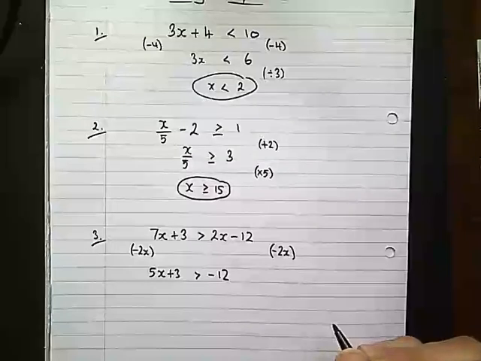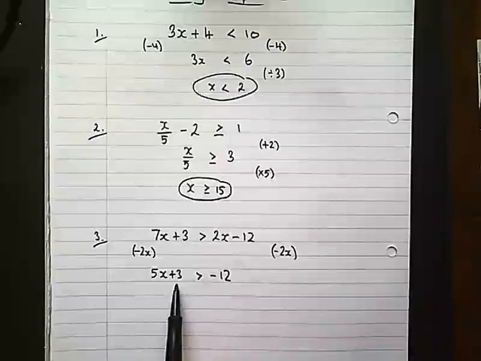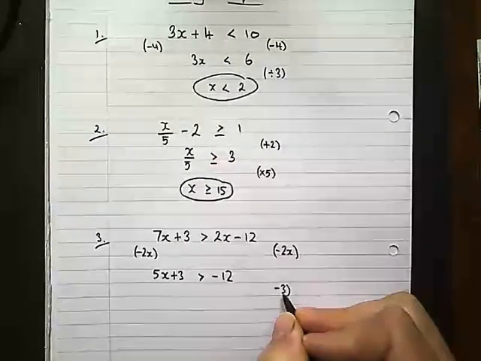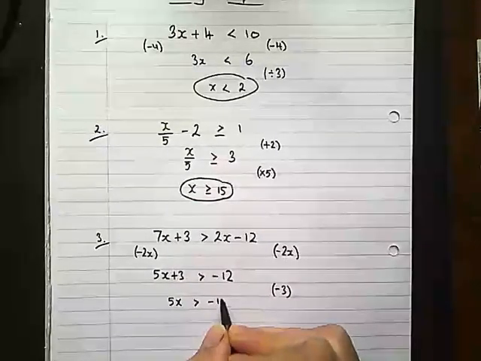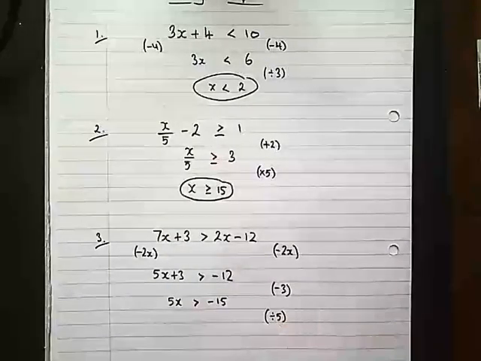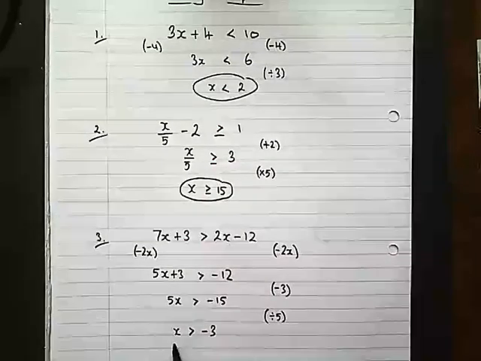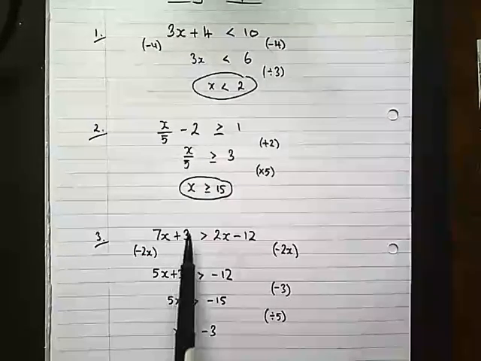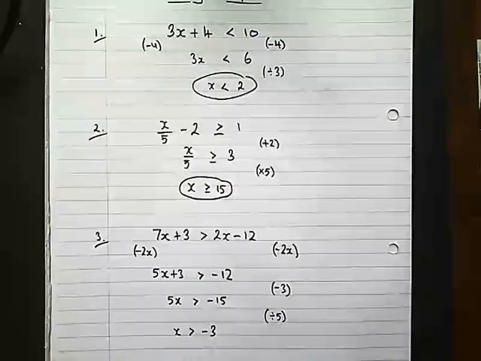Now I just need to solve it. Think about what's happening to x. I times it by 5, I add 3, so I need to take off 3 and then divide by 5. I take off 3 first, and I get 5x is greater than minus 15. Then I divide by 5 to get x is greater than minus 3. So any value of x that is greater than minus 3 will mean that this left-hand side is greater than this right-hand side. And that's what solving inequalities is all about.